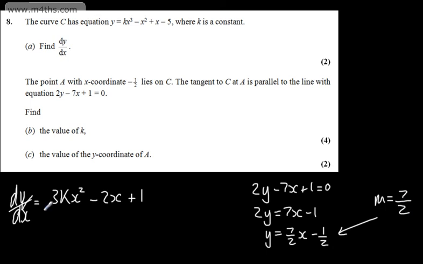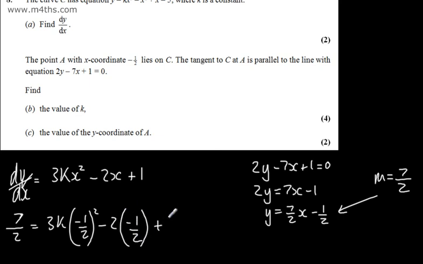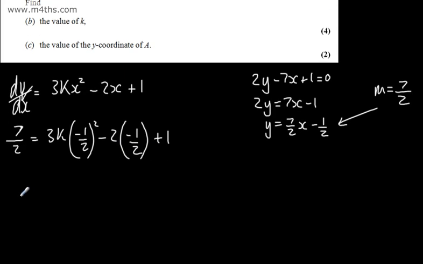All I'm going to do is set dy by dx, which of course is the gradient function, equal to 7 over 2, and I'm going to sub in the x-coordinate of A, which is negative 1/2. So that gives me 3k lots of negative 1/2, which we need to square. Then we're going to subtract 2 lots of negative 1/2, and then we're going to add 1. So let's go ahead and look at this. This is going to be 7 over 2. If I square this, I'm going to get positive 1/4, so that's 3k over 4. That's going to give me 1, and then we're going to have plus 1.